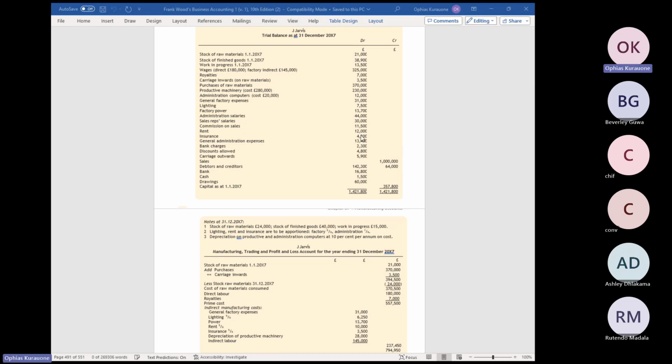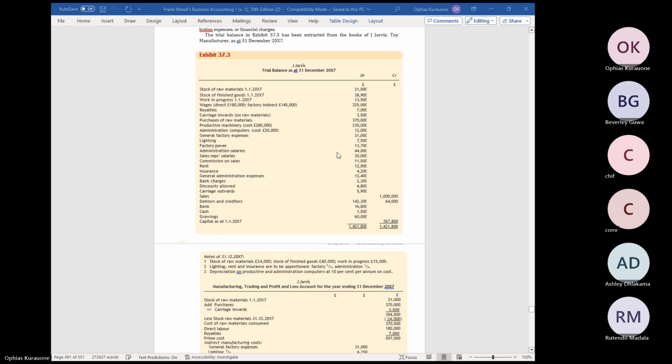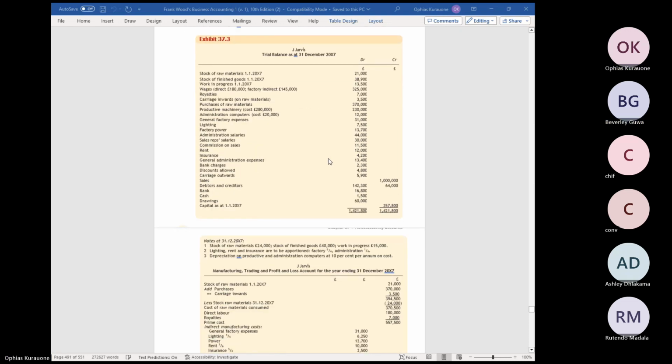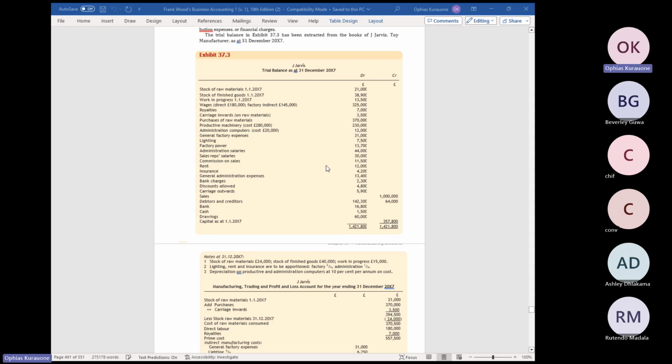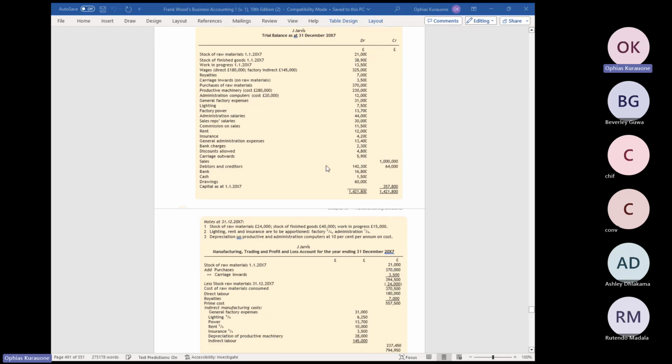Hello, class. Hello. Okay. I put a slide there, I think, exhibit 37.3. I'm sharing something with you. Are you seeing something? Okay, yes. Who can read 37.3? This is a comprehensive example. Who can read for us?